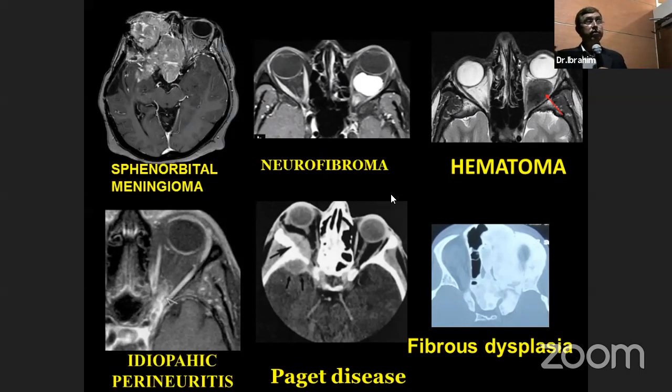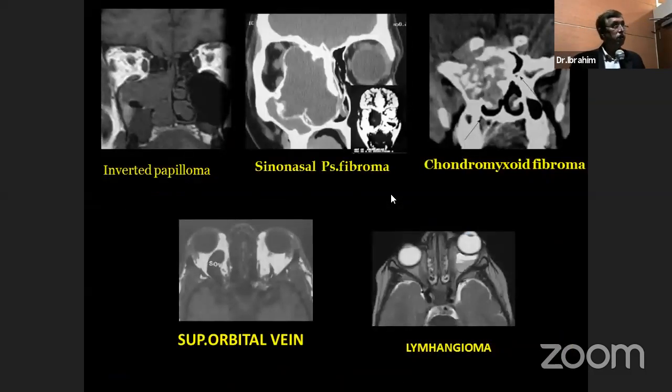Neurofibroma involving the frontal branch of the trigeminal, of V1. Hematoma, just hematoma due to trauma. Idiopathic perineuritis, Paget's disease of the bone of the orbit. Fibrous dysplasia, one of my patients, an Iraqi patient. Inverted papilloma, sinonasal fibroma, it's a benign disease.